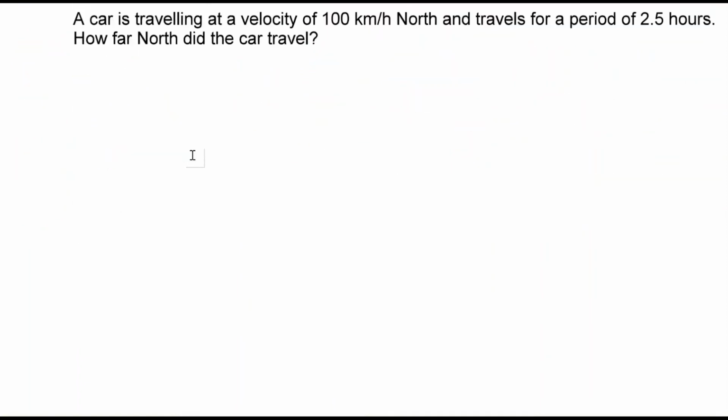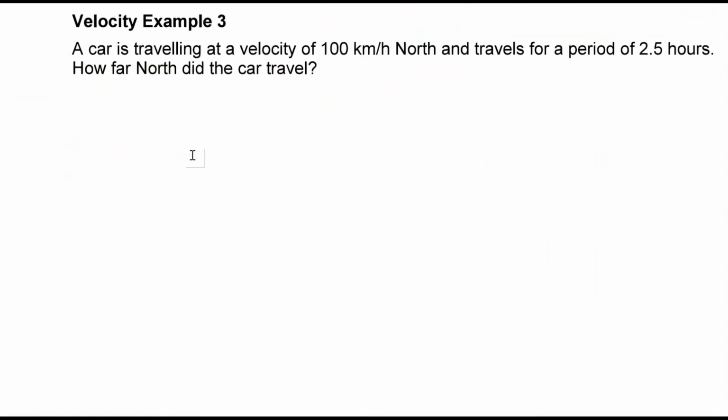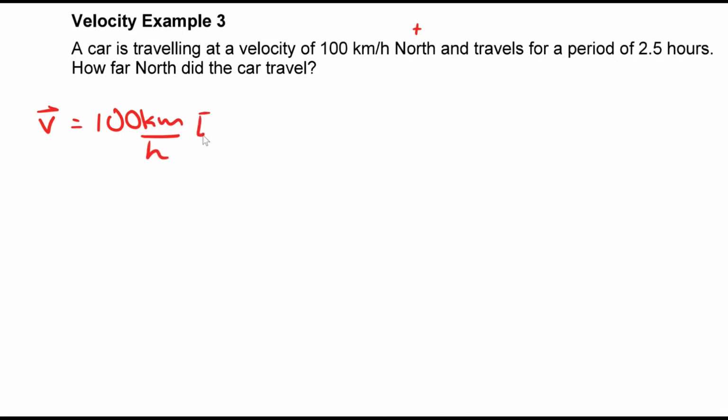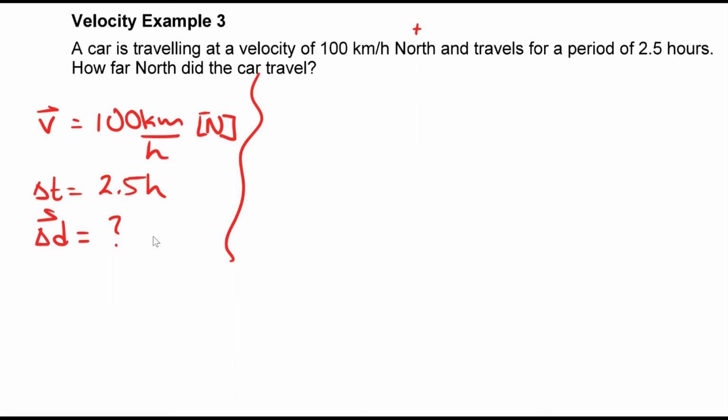Moving on up. Not up, but you know what I mean. So a car is traveling at a velocity of 100 kilometers an hour north. So we could say positive if we wanted to. So velocity 100 kilometers an hour north, squiggly line, travels for a period of 2.5 hours, delta t equals 2.5 hours. How far was the displacement for that car?